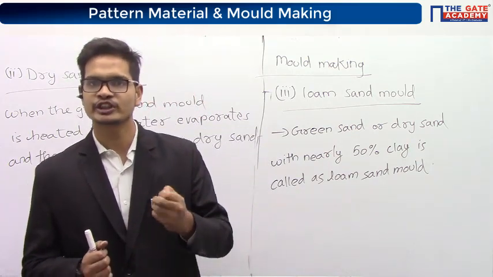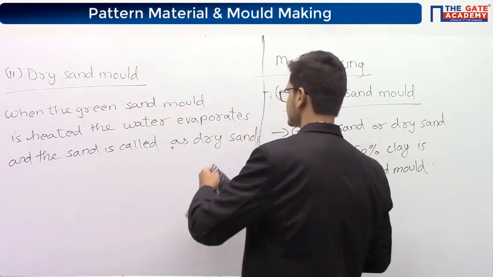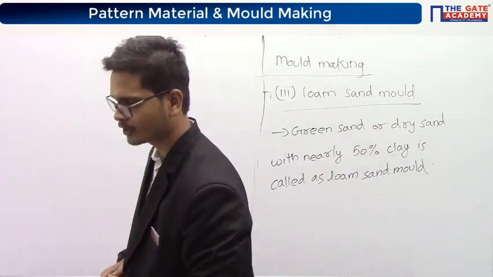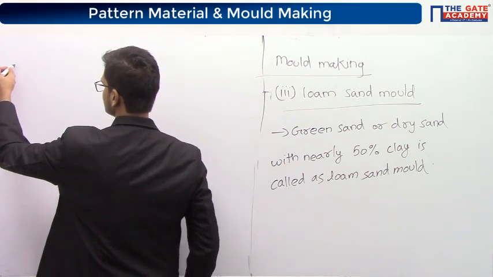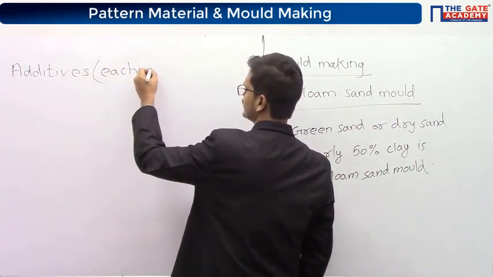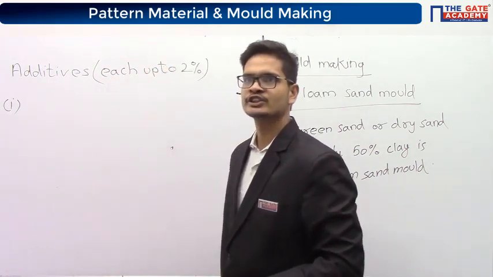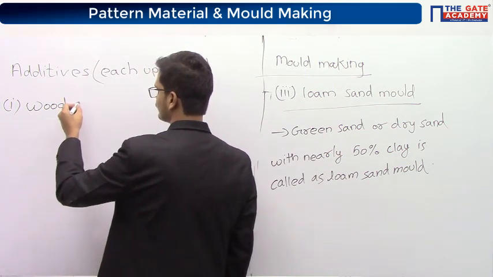What is the purpose of these components? Let us see. So what are the additives? Each additive is added up to 2%. First one is the wood powder.